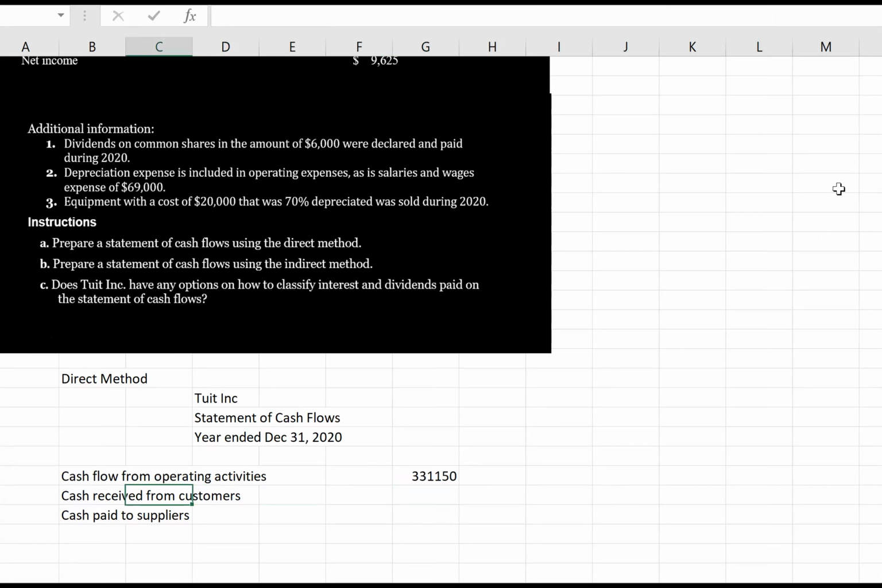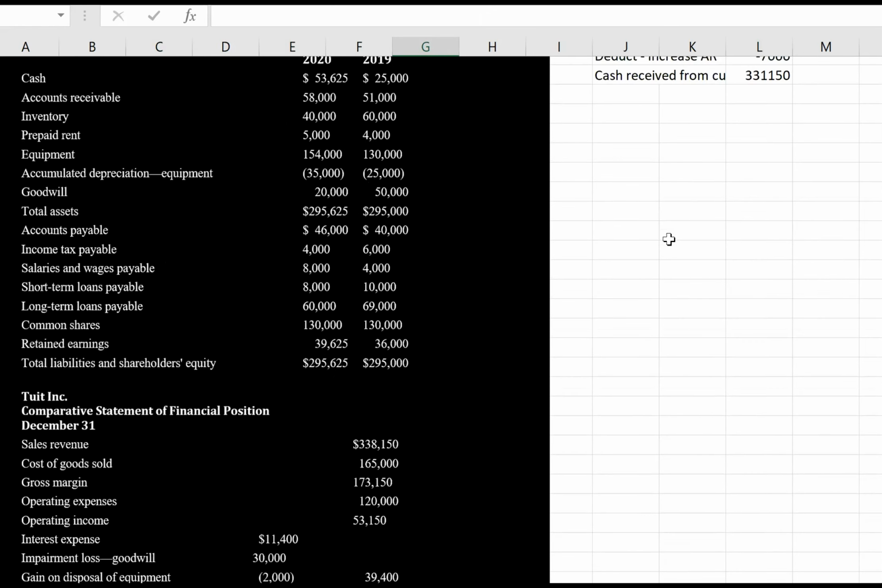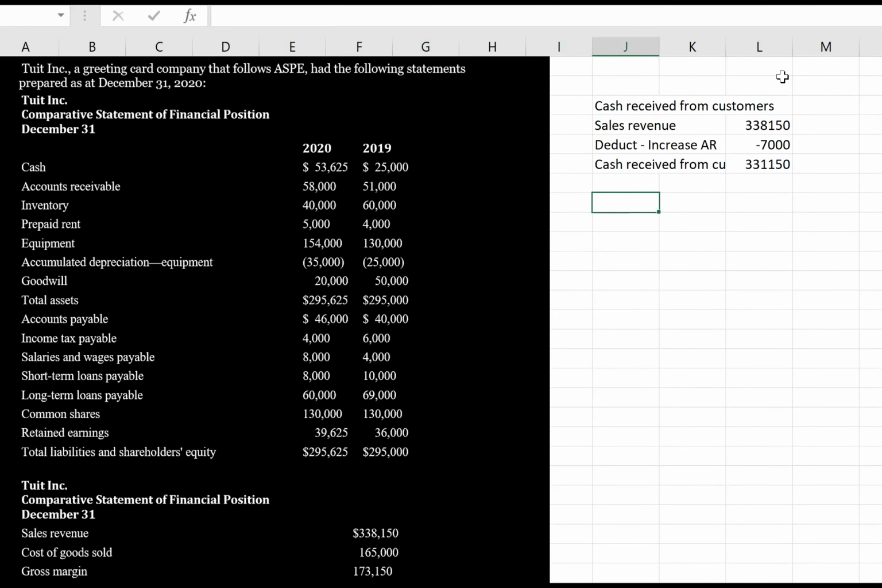And now we need to go cash paid. So that's, sorry, wrong line. Okay. So now we've got cash paid to suppliers. So let's take a look at what information we have in the question up here. So cash paid to suppliers. So we are going to start with operating expenses. So what do we have for operating expenses?